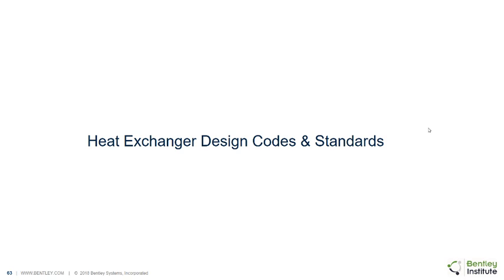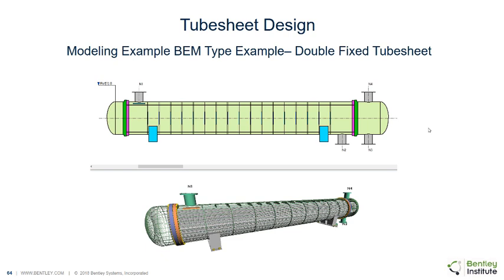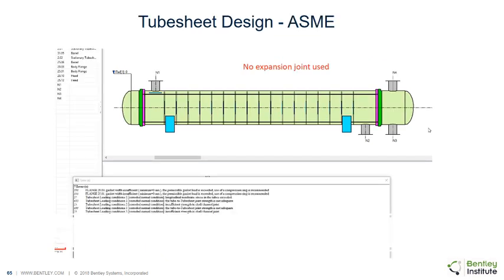Let's move on to see some typical heat exchanger design code calculations. For our example, we would review the double fixed tube sheet or BEM type exchanger. Initially, the double fixed tube sheet exchanger was modeled without an expansion joint. As expected, there are several errors generated due to excessive stresses in tubes, tube-to-tube sheet joints, shell channel joint, etc.